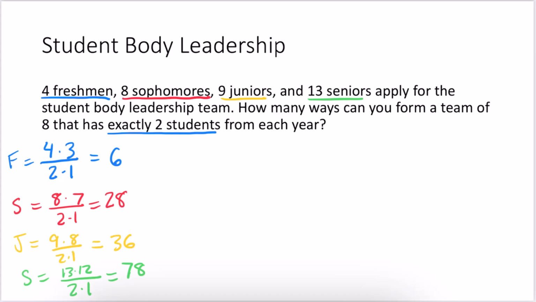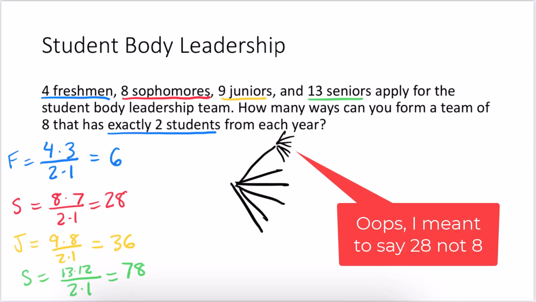So the way you kind of think about this is you say, okay, well, let's first choose my freshmen. So there's 6 different ways that you can choose your freshmen. So you would list out those 6 different possible combinations of 2 freshmen. Then after you've chosen which pair of freshmen you're going to choose, then you would choose your pair of sophomores. And there would be 28 pairs of sophomores that branch off of each of the 6 pairs of freshmen. And then you would have 36 pairs of juniors branching off each of those, and 78 pairs of seniors branching off of each of those.